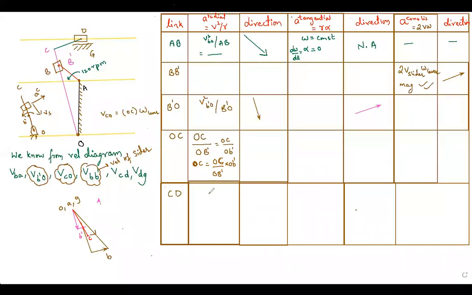CD has a radial component as well as a tangential component. You can see velocity of C with respect to D square divided by CD, you'll get the magnitude. And for the direction, we are going to just draw perpendicular to CD. So perpendicular to CD will look something like this, all right? This is the direction which you want. So the same thing, passing through C, we have to draw that line which is perpendicular to CD.